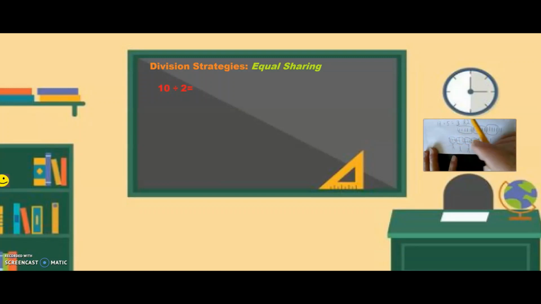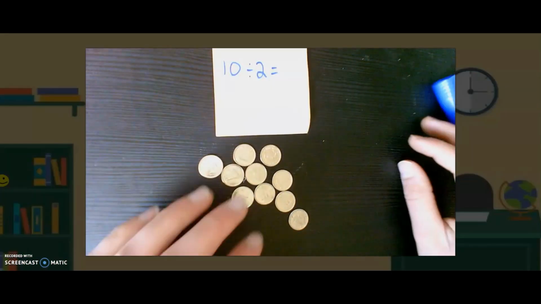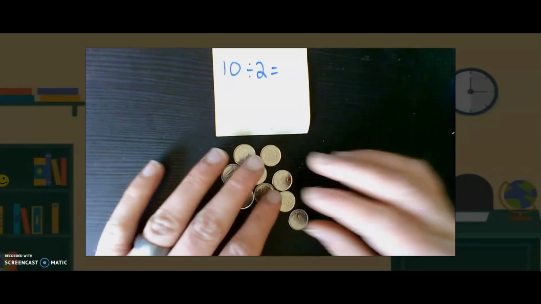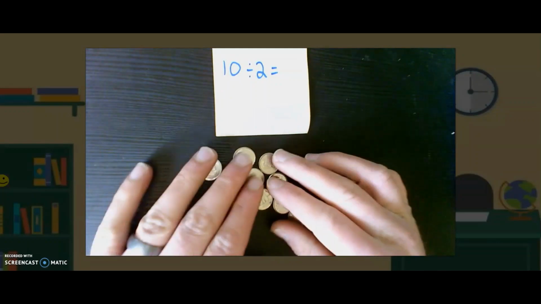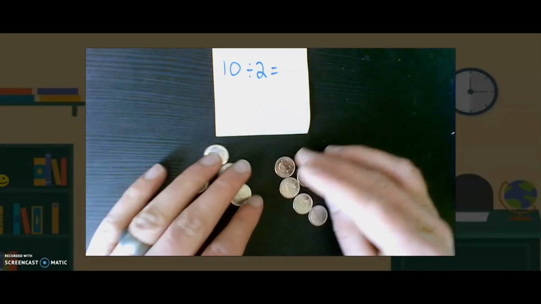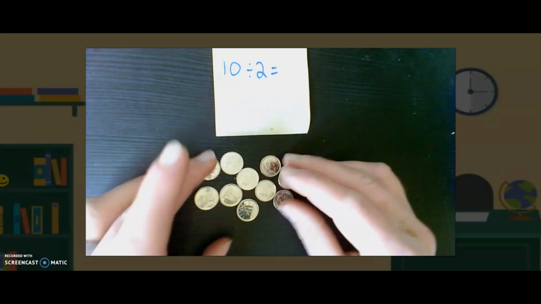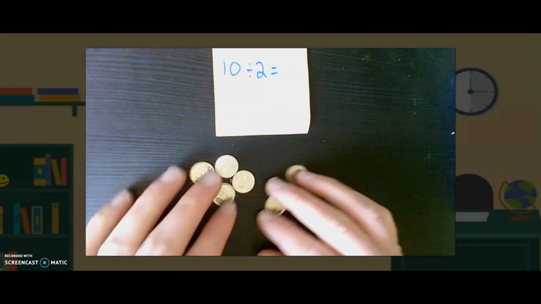This is your most effective and efficient strategy if you are drawing. You can also use equal sharing with manipulatives, so maybe you have some coins, some pencils. I know Noah said he's been using a great strategy with buttons. So what you do is you get your 10 manipulatives. I have 10 coins here. Make sure you have 10.